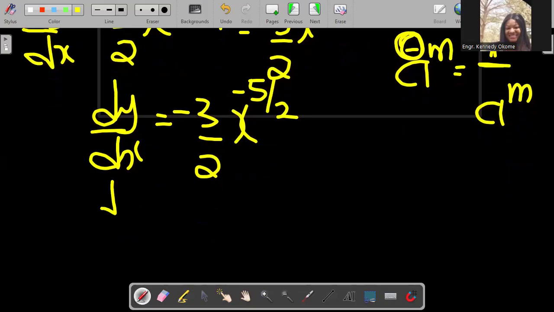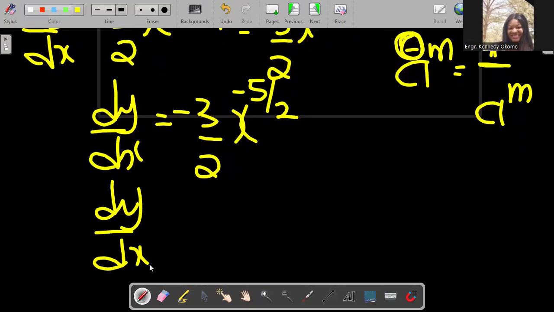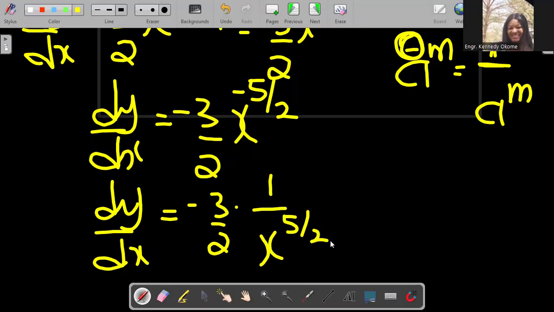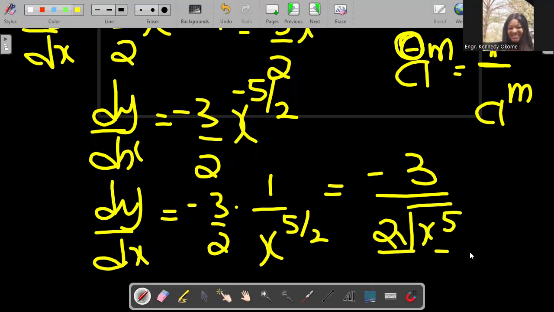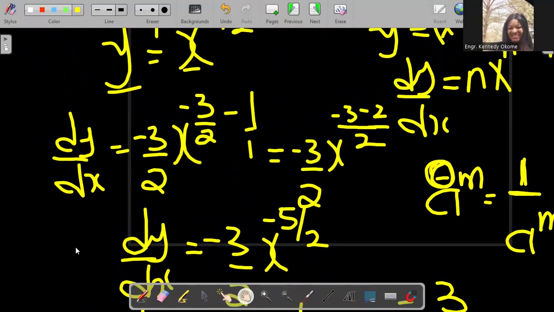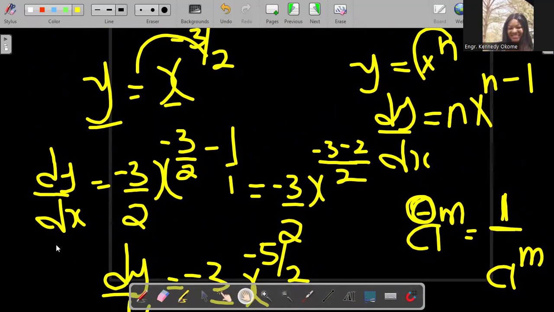So my dy/dx now will give me minus 3 over 2 times 1 over x to the 5 over 2. See it? So our answer is now minus 3 over 2 square root of x raised to power 5, because the power 1 over 2 is square root. So the answer becomes minus 3 over 2 square root of x raised to power 5. So that is the solution to the question. So write it, if you don't have questions to ask.